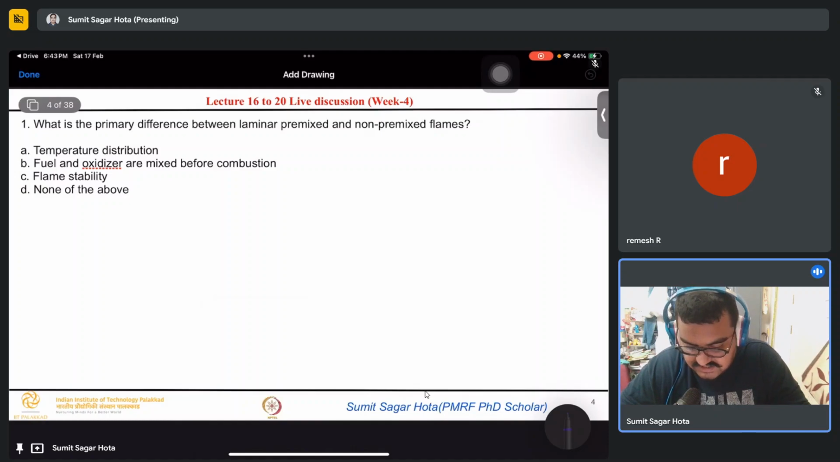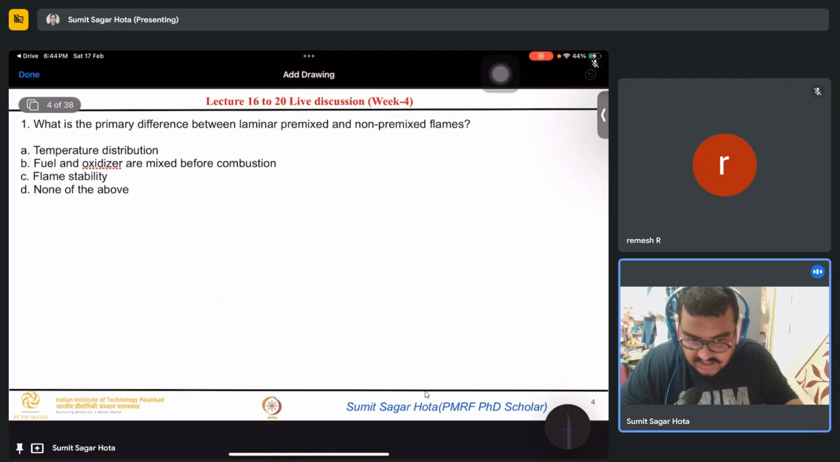What is the primary difference between the laminar premixed and non-premixed flames? Options are temperature distribution, fuel and oxidizer are mixed before combustion, flame stability, and none of the above. So how will we differentiate the premixed and non-premixed flame? The answer is very simple. That is, the fuel and oxidizer are mixed before the combustion.